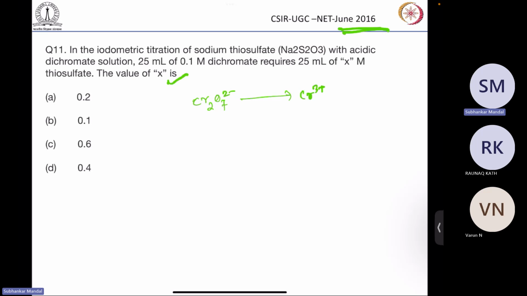It is mentioned that it is in acidic medium, so it is in H plus medium. Okay, by the way, what is the oxidation state of chromium here? Can anyone tell what is the oxidation state of chromium in this dichromate? What is the oxidation state?